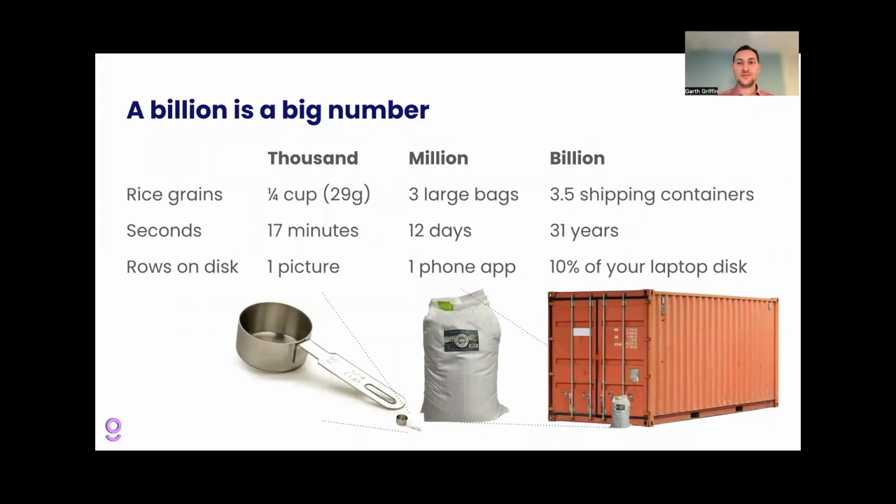Another way to think about a billion being a big number is these examples here. If you have 1,000 rice grains, that's a quarter of a cup. You'd cook with that, you could make dinner with that. 1,000,000 rice grains is 3 large bags. You could imagine buying that. Pretty conceivable. 1,000,000,000 rice grains is 3.5 shipping containers of rice, just full of rice. A couple other examples of the same thing are on here. But the point is, it's a big number, and we have just 3 words for it, but it's an order of magnitude difference. It gets really big.